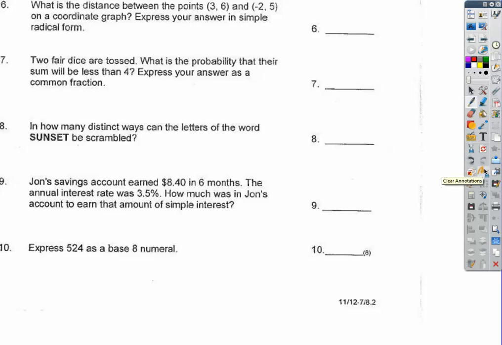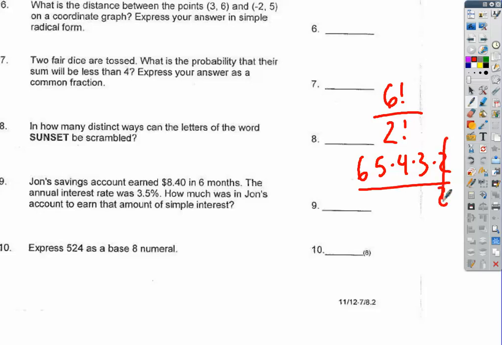How many distinct ways can the letters in the word sunset be arranged? So I have 6 letters, so that's 6 factorial. And I only have 1 repeat, which is S, so that occurs twice. So I have 6 times 5 times 4 times 3 times 2 over 2. So this cancels out. So I have 30 here times 12 here. So 3 times 12 is going to be 36. And then there's a 0 at the end, so it's 360.